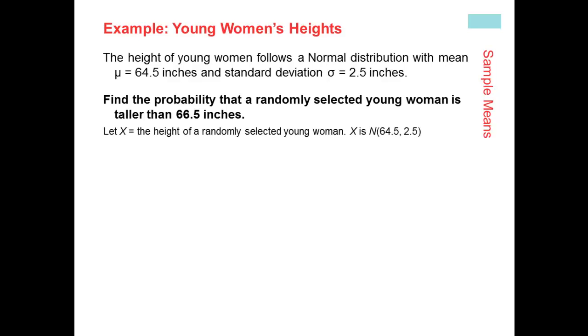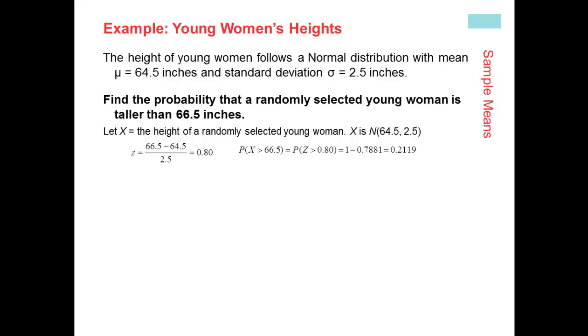So I'm going to let x equal the height of a randomly selected young woman from this normal distribution with a mean of 64.5 and a standard deviation of 2.5. I'm going to find the standardized z-score for 66.5 inches, which ends up being 0.80. And I'm trying to find the probability then that z would be greater than 0.80.